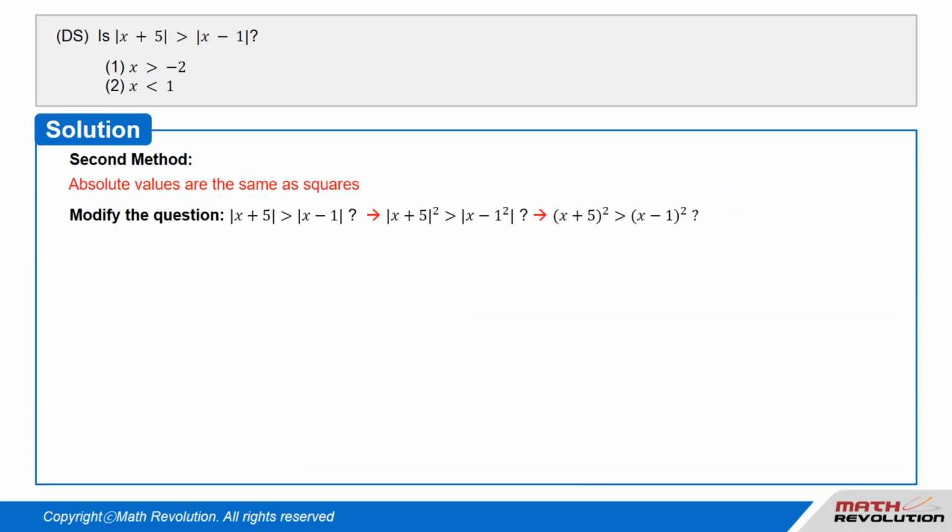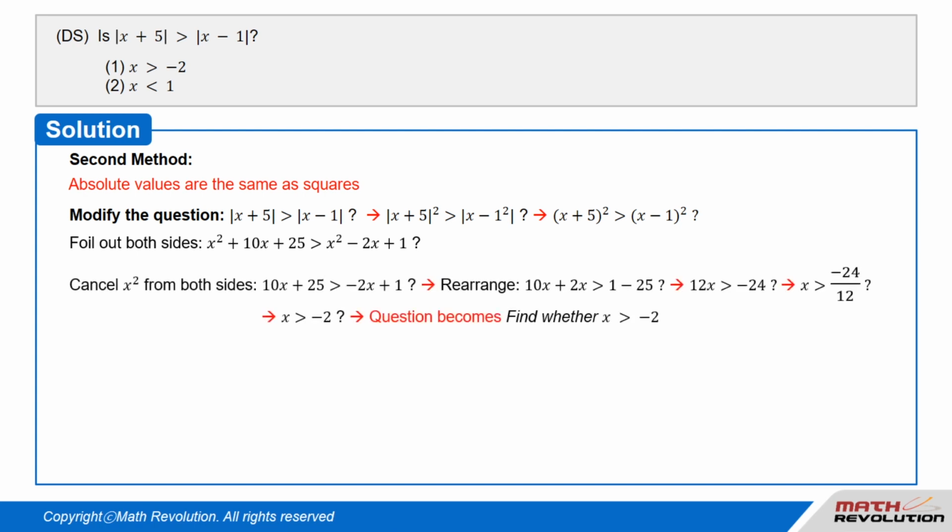Second method. Using the cases where absolute values are the same as squares, we can modify the question, which is |x + 5| is greater than |x - 1|. Then, the square of |x + 5| is greater than the square of |x - 1|. The square of (x + 5) is greater than the square of (x - 1). Foiling out both sides, we get x squared plus 10x plus 25 is greater than x squared minus 2x plus 1.